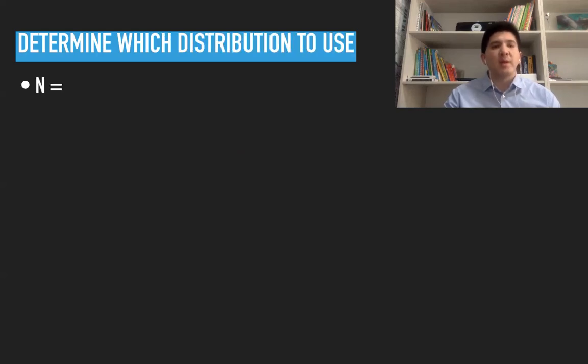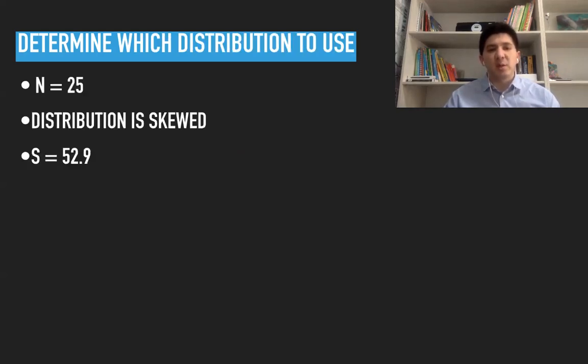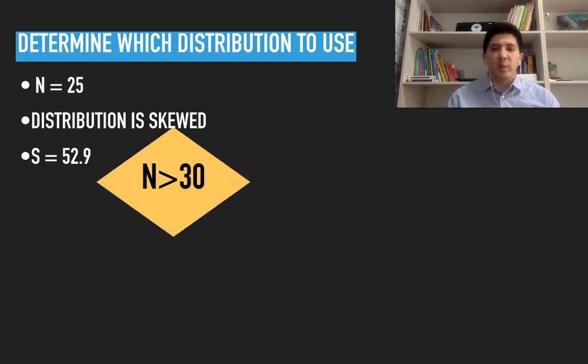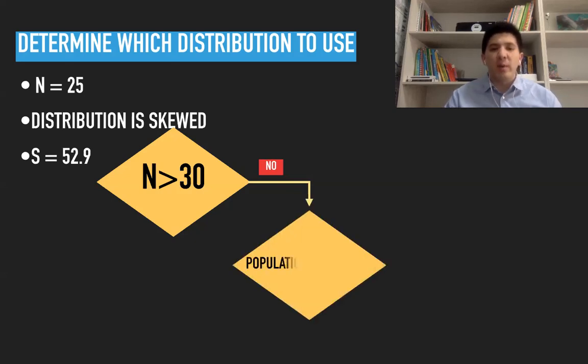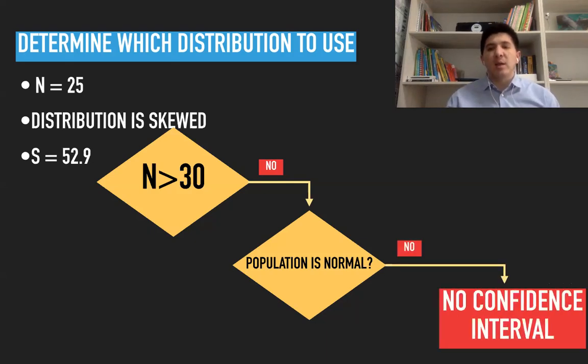The second problem: n is equal to 25, the distribution is skewed, and we again know the standard deviation of the sample. Again, we go through all the steps. First, we check whether n is more than 30 or not. Here n is obviously less than 30. So now we check whether the population is normally distributed or not. We are given that the distribution of the population is not normal, it is skewed. So, sorry, we can't calculate the error margin and can't create the confidence interval in this case.